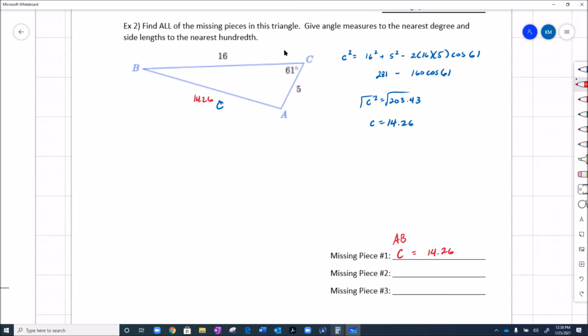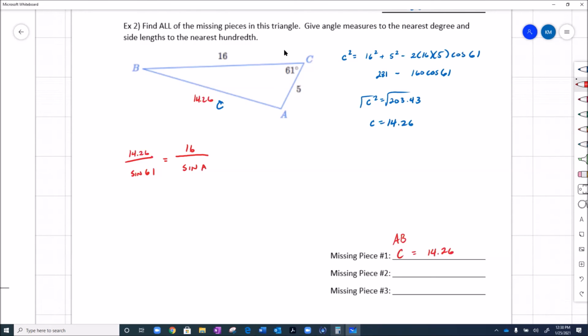Okay, to find missing piece number 2, I don't need to use law of cosines again. Now that I have a side and its matching, or corresponding, angle, I can use law of sines. And so that's what I'm going to do. I have 14.26 over sine 61. That should help me to find angle A. So I'm going to say 16 over sine A.